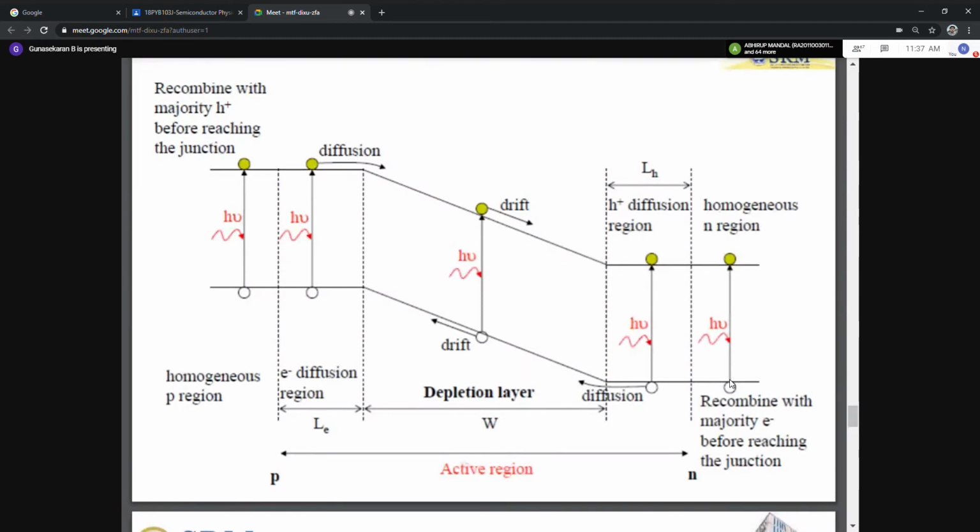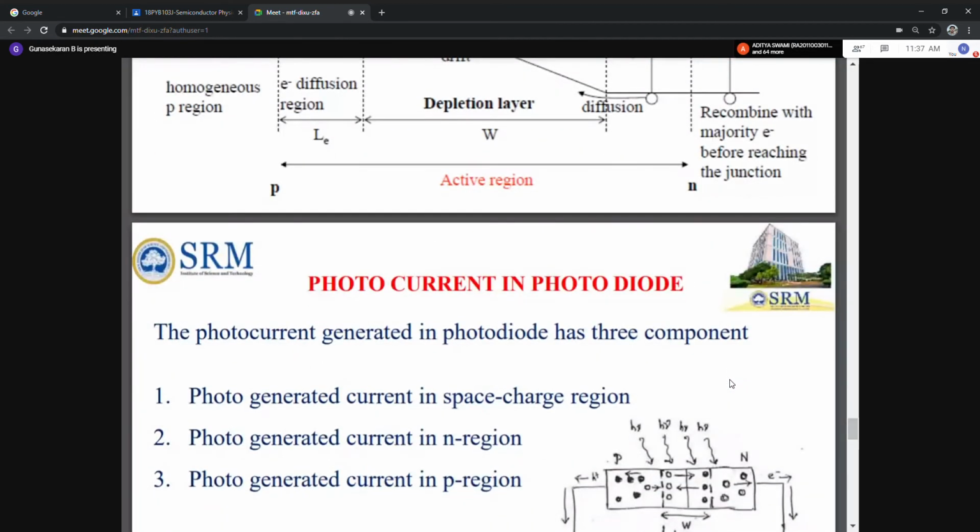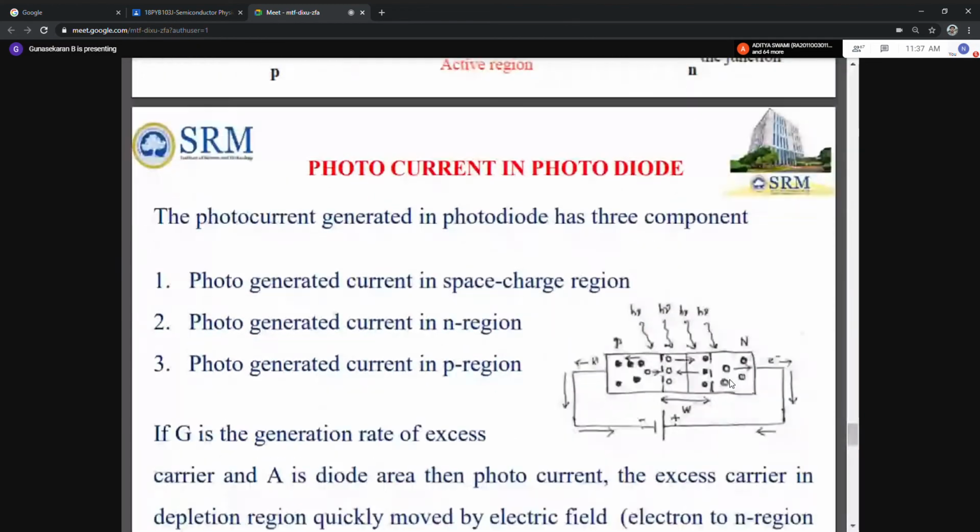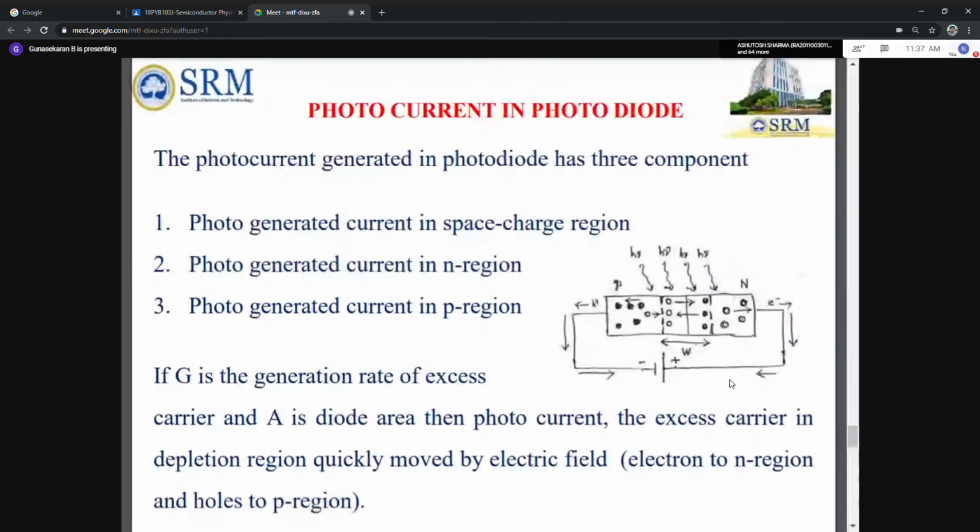The electron region and the hole region lengths are Le and LH, so that is in the formula for IL, the photocurrent. Okay, how are the currents generated here? One more diagram shows where they are generated. There are three regions. The first one is the built-in potential, that is the space charge region.